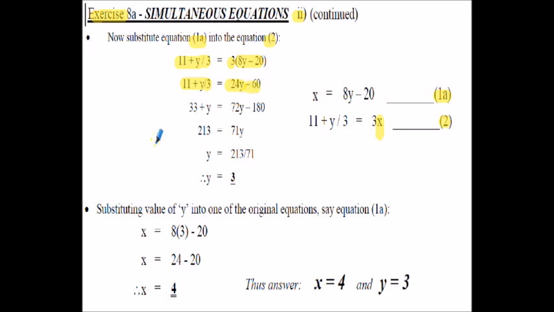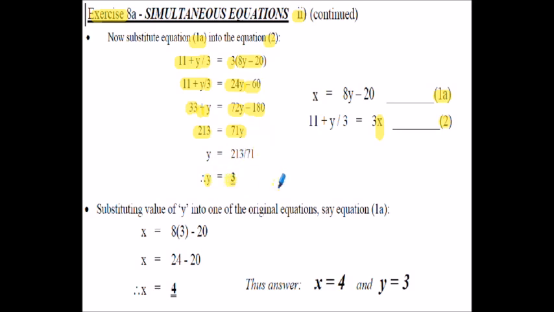What I've done on the next line is multiply throughout by 3 to get rid of the denominator on the left hand side. So 11 times 3 is 33 plus the y, because when I multiply the y over 3 by 3 I get y. On the right hand side, 24y times 3 is 72y, and minus 60 times 3 is minus 180. On the next line, I've added 180 to both sides to get 213 on the left hand side, and I've taken 1y from both sides to get 71y on the right hand side. Divided throughout by 71, y is equal to 3.